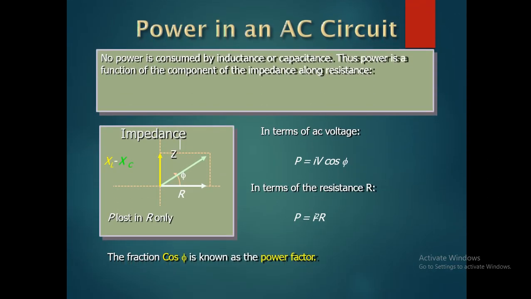This is the power in AC circuit. We already discussed this one in the first video, but here also we have to discuss more about this power. Here no power is consumed by inductance or capacitance because they are storing elements, whereas the power is consumed by the resistor because the resistance is a heat dissipating element. The power is going to be dissipated in the form of heat. Thus the power is a function of the component of the impedance along with the resistance.